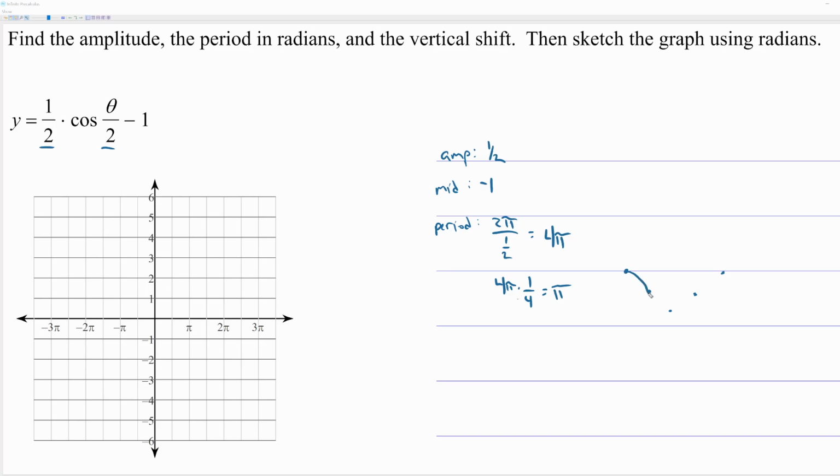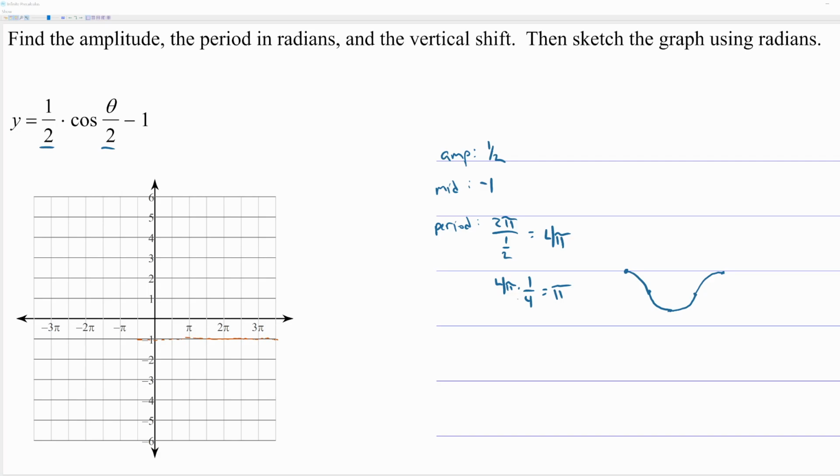Watch the previous video on graphing the parent functions. So the parent function of cosine looks something like that. So I'm going to draw that same picture, but it's going to be stretched out a distance of 4 pi, since the period is now 4 pi. So sketch your midline. Now the amplitude is really small here. It's only a half, so I'm not going to draw a little horizontal line up a half and down a half, because the picture would look really squashed.